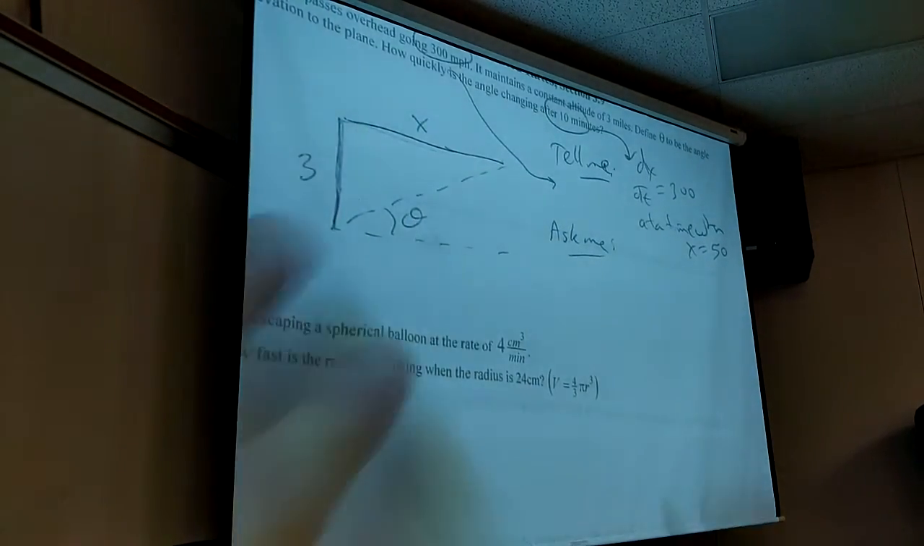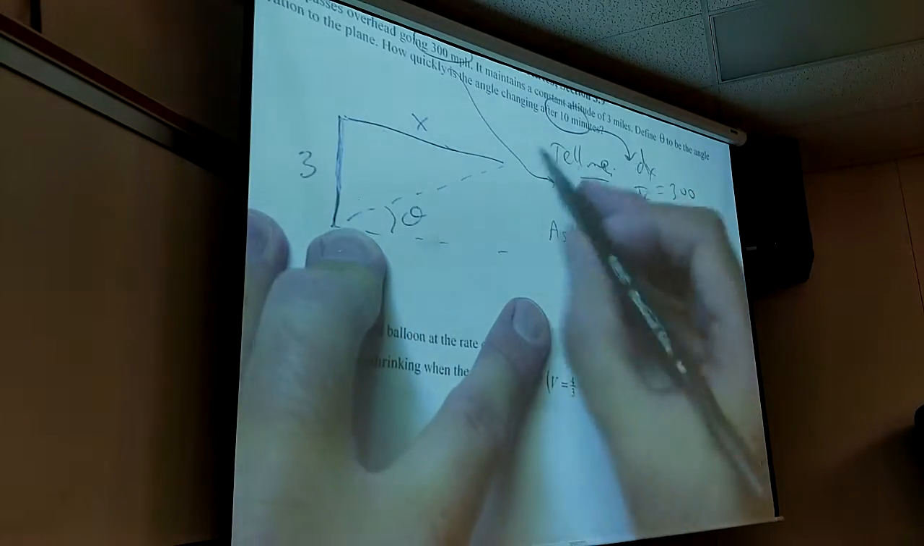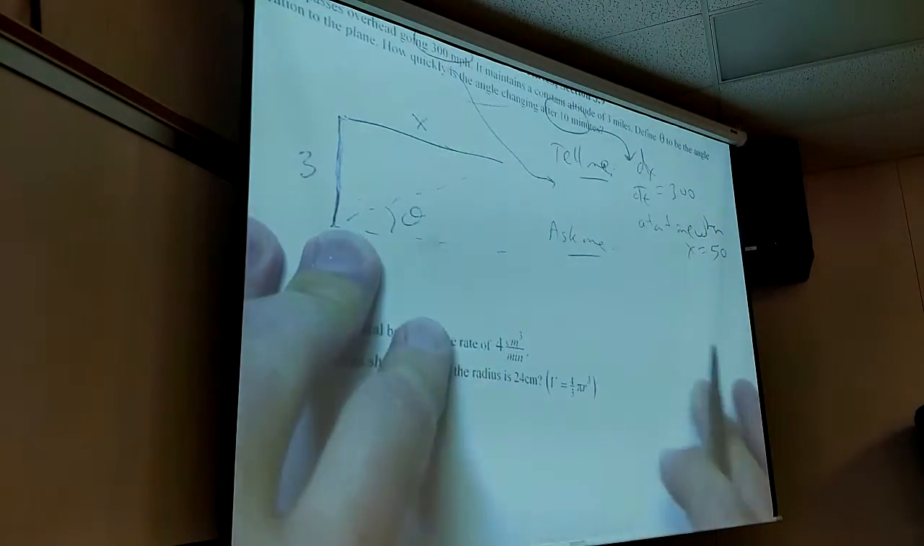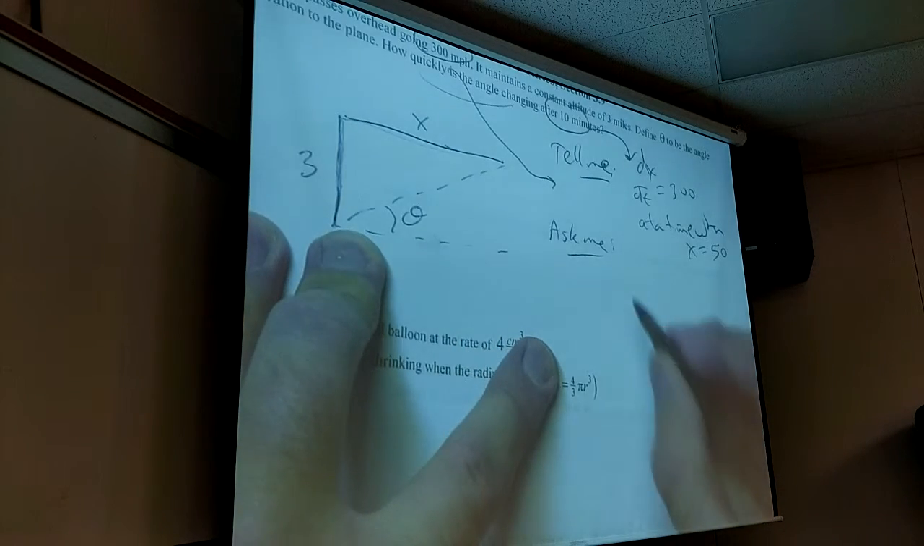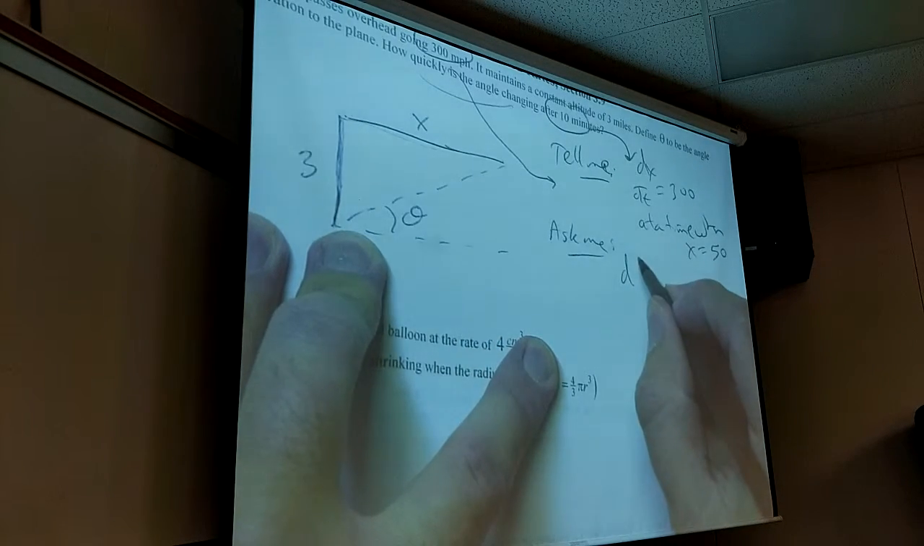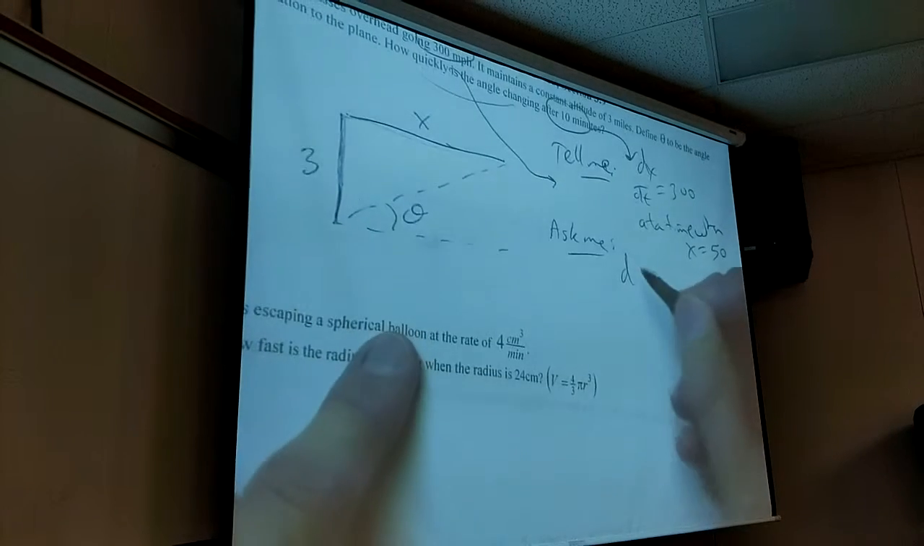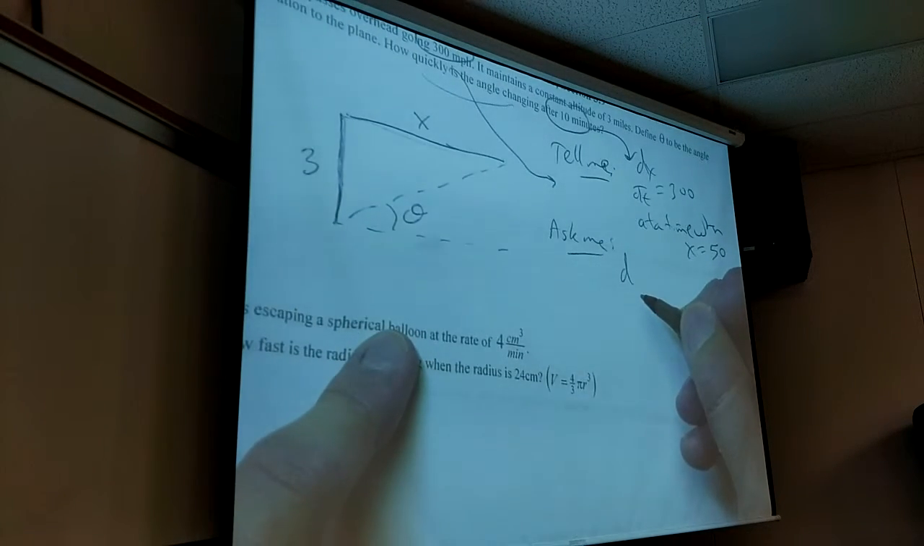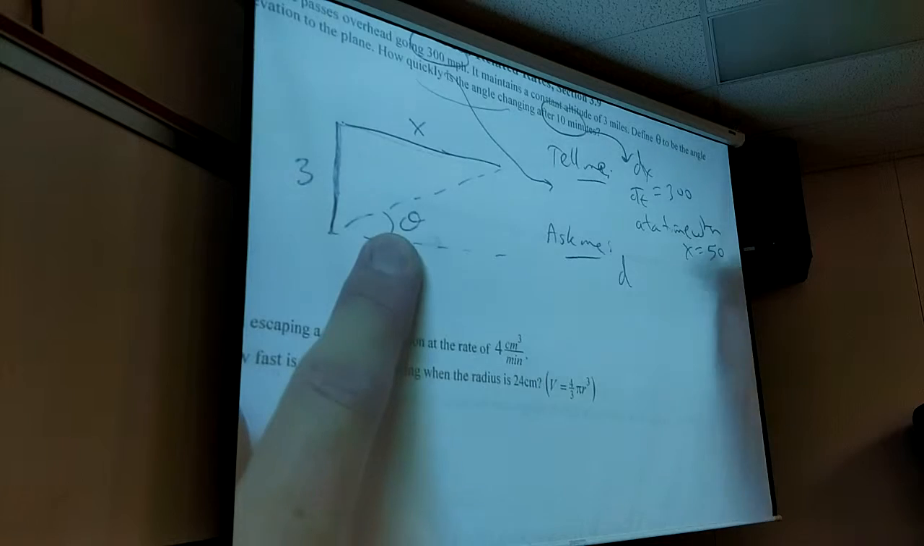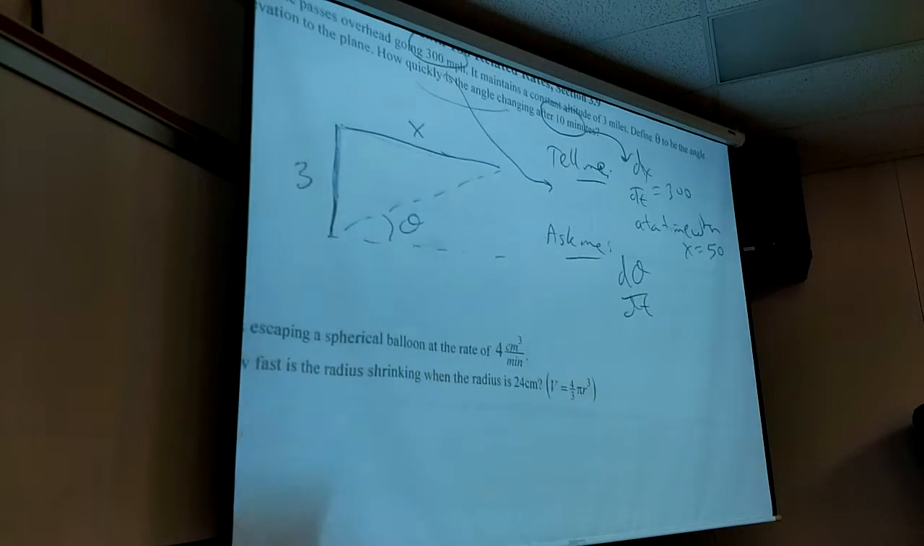In symbols, what do they ask me for? In English, what do they ask me for? How quickly is the angle changing? So what is that in symbols? dθ, I've given it a name already. dθ. That's what they're asking me for. I need to figure out what dθ/dt is. Now, the extra step for these problems, because this isn't pre-calculus anymore, this is calculus, is I need to set up the equation first and then take derivatives.